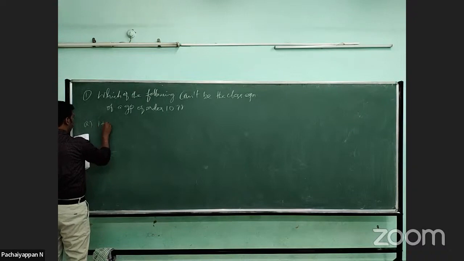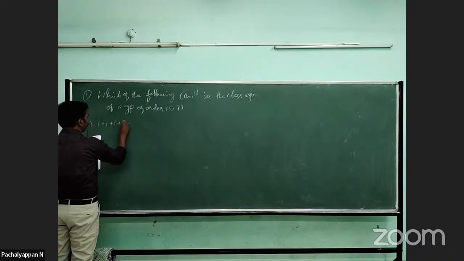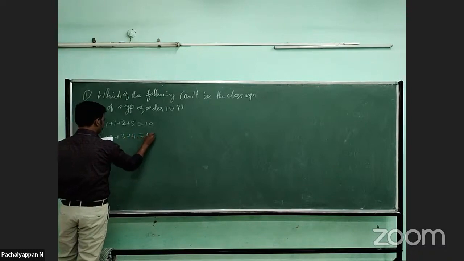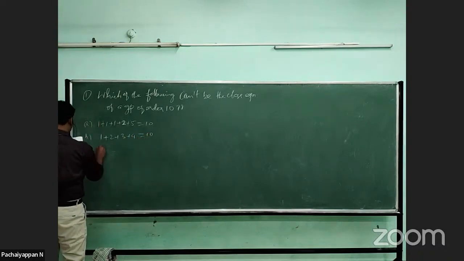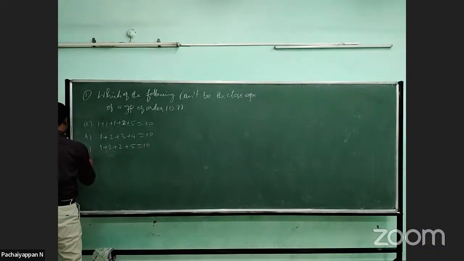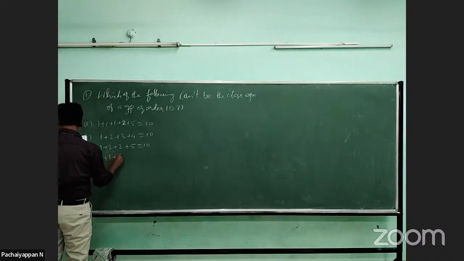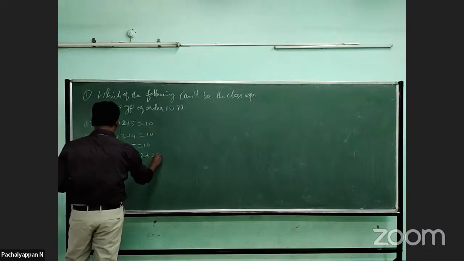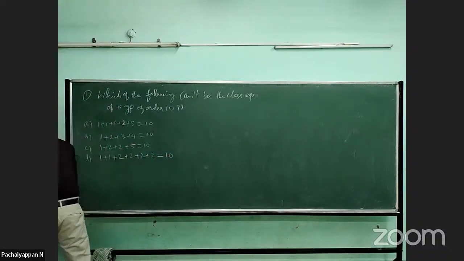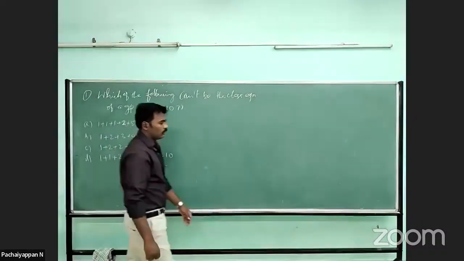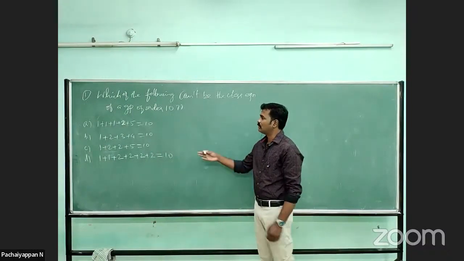Option A, 1 plus 1 plus 1 plus 2 plus 5 equal to 10. B, 1 plus 2 plus 3 plus 4 equal to 10. Option C, 1 plus 2 plus 2 plus 5 equal to 10. Option D, 1 plus 1 plus 2 plus 2 plus 2 plus 2 equal to 10. Please read the question, then I will explain some theory about these class equations and we solve the problem.